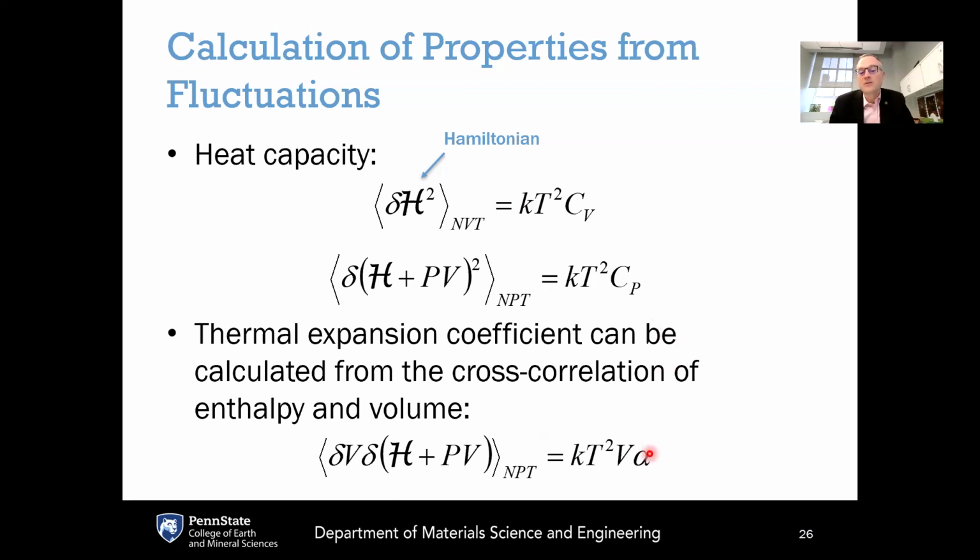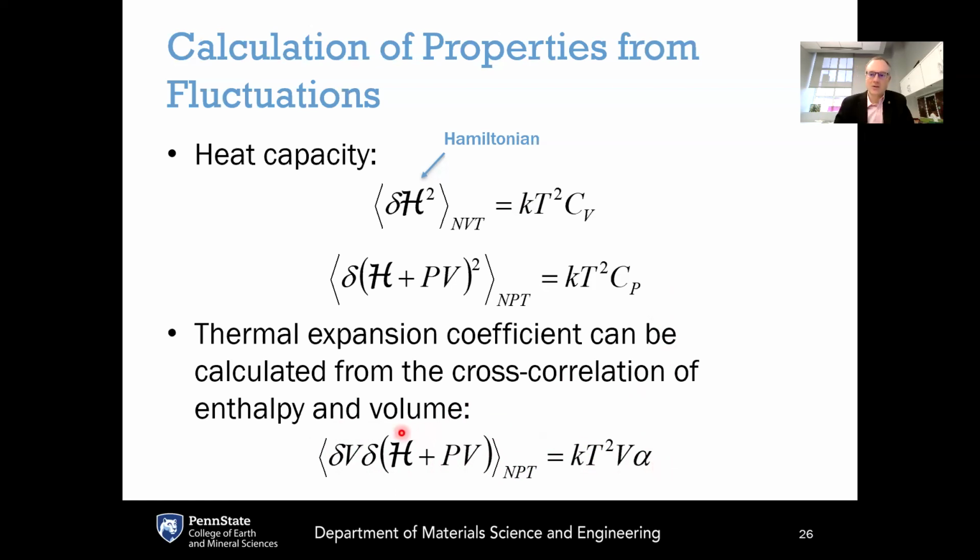And the thermal expansion coefficient can be calculated by this cross-correlation of volume fluctuations and enthalpy fluctuations in the NPT ensemble. So if you look at this cross-correlation of volume and enthalpy fluctuations divided by kT squared times the volume of the system, that gives you the volumetric thermal expansion coefficient of the system.